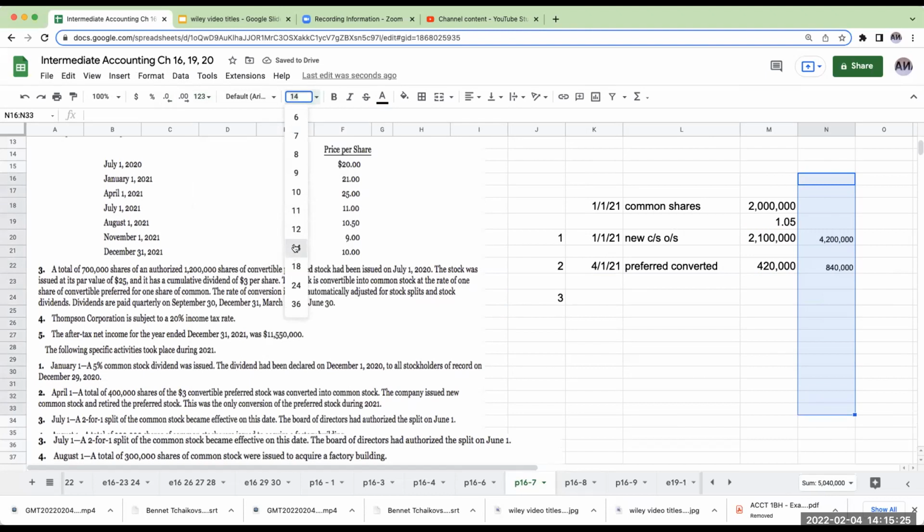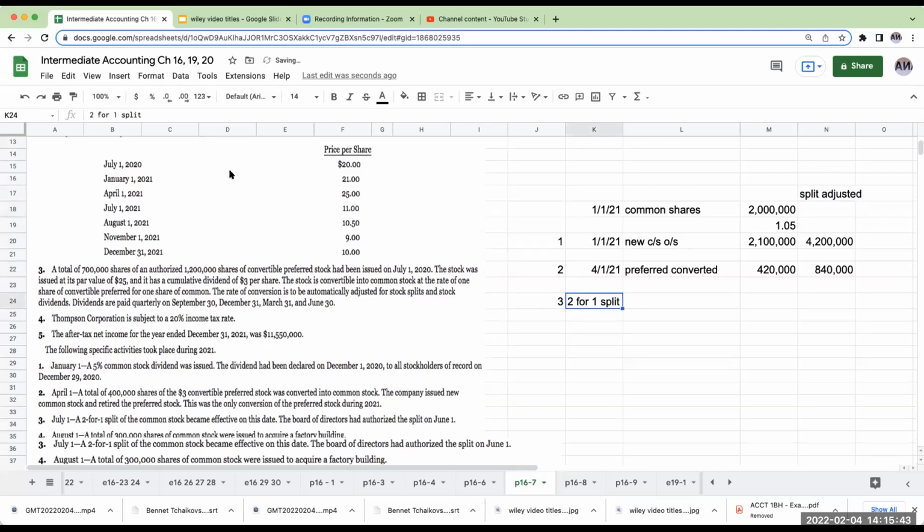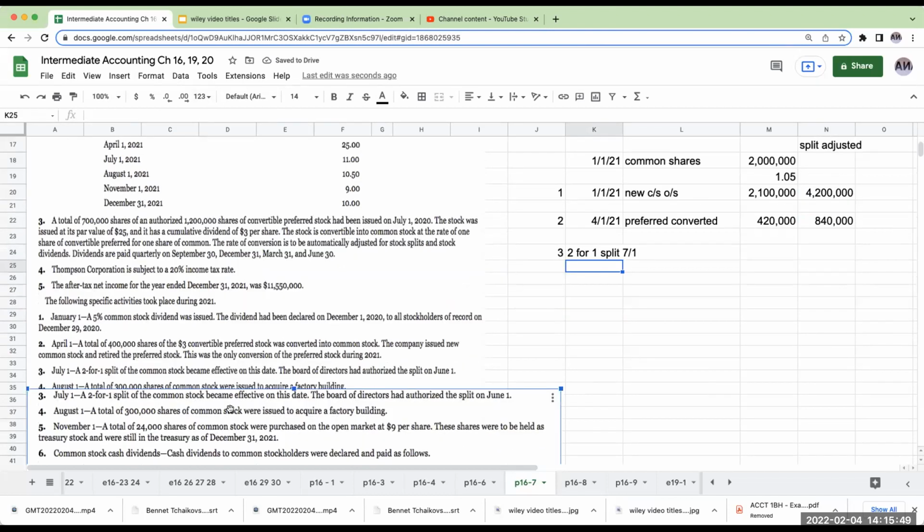Don't need to worry about, do we have to go through and say, oh, this was on 8 now? It basically applies retroactively. Okay, so this is split adjusted. And the 2-for-1 split was on 7/1. Okay, so here's kind of fun where I kind of lost.